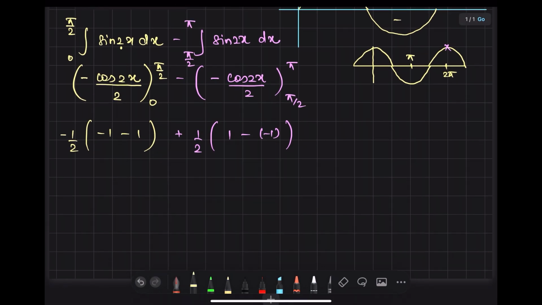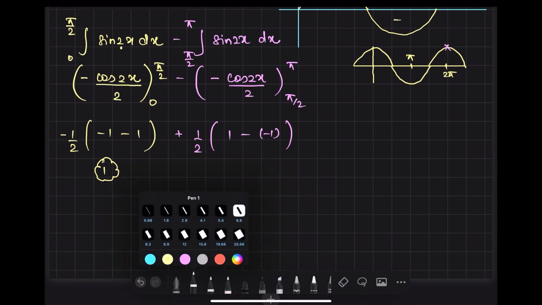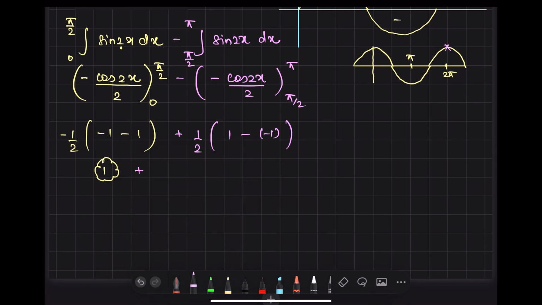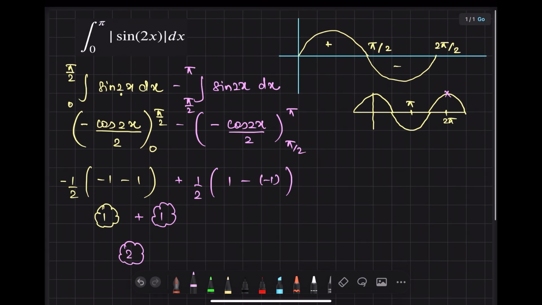So it is minus 2 into minus 1 by 2. Minus minus will become plus, and the 2 will get cancelled. So from this part we will have 1. Now from this part, again this minus and this minus will become plus, so 1 by 2 into 2 will become 1. So from this part we got this result. 1 plus 1 is 2. Therefore the definite integration comes out to be 2.